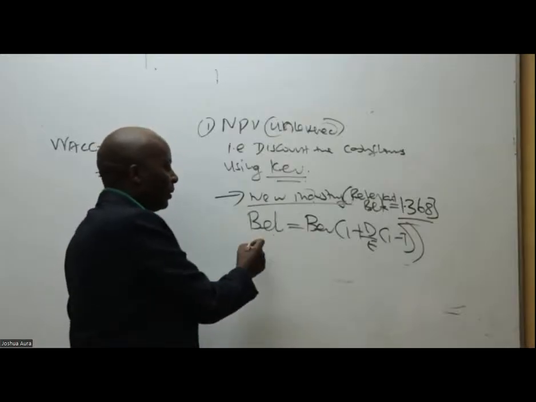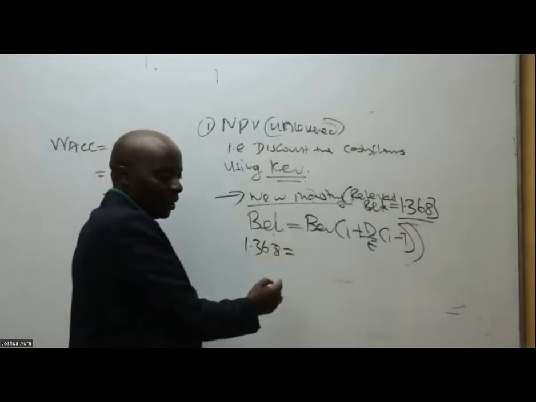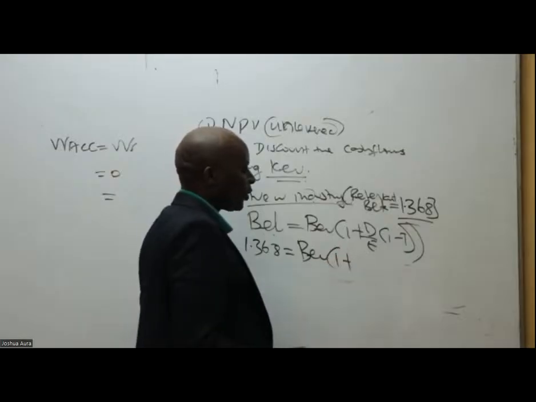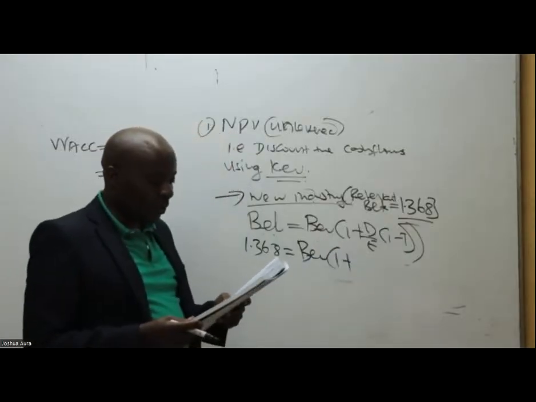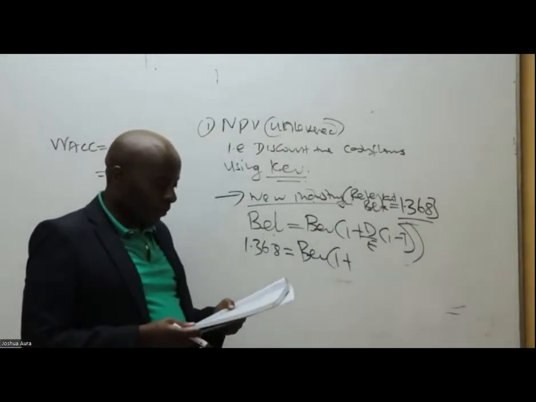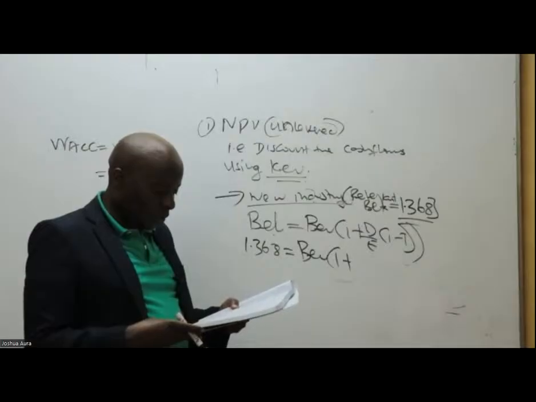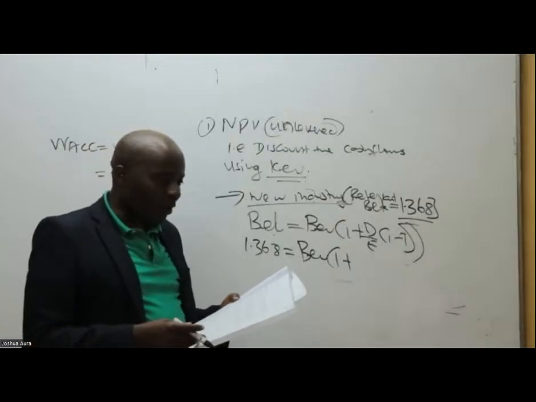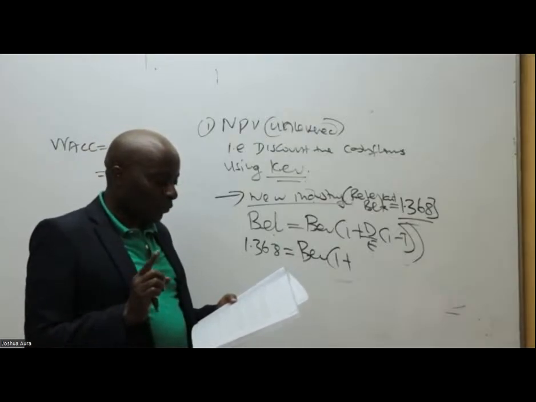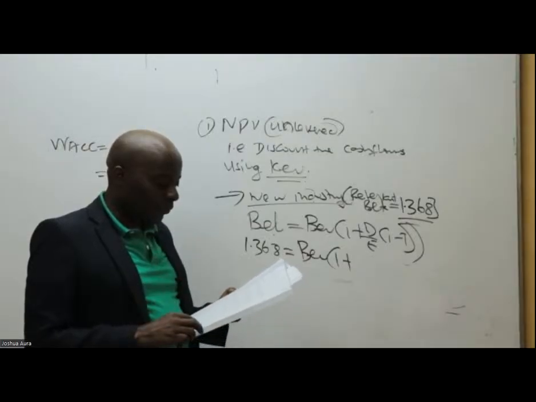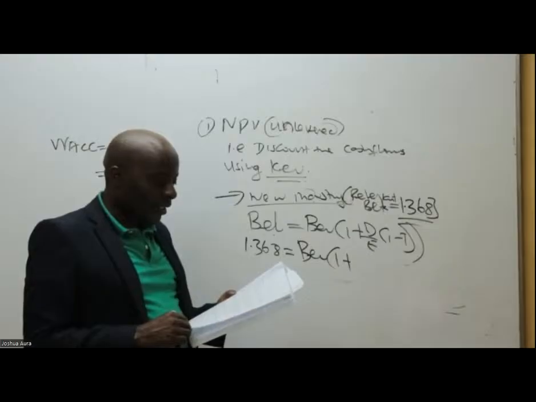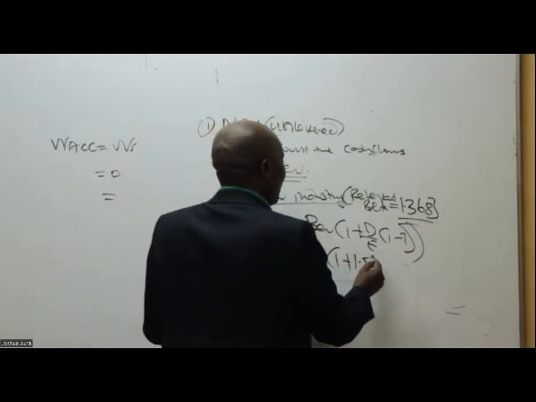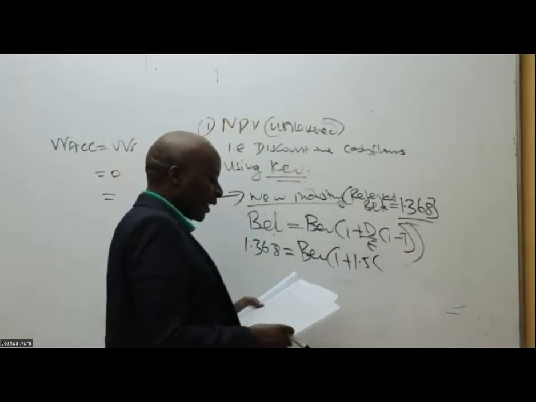So the beta, already we have 1.368, which equals the beta that we are looking for, times 1 plus the debt to equity ratio of the new industry. Is anybody able to see the debt to equity ratio of the new industry? All right, they're telling me it's 1.5. Thank you, 1.5. So what is the tax rate? The corporation tax rate is 30%.